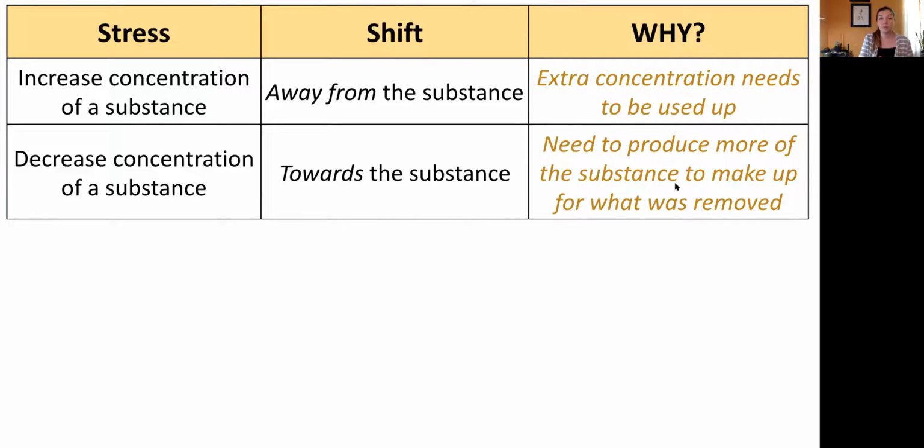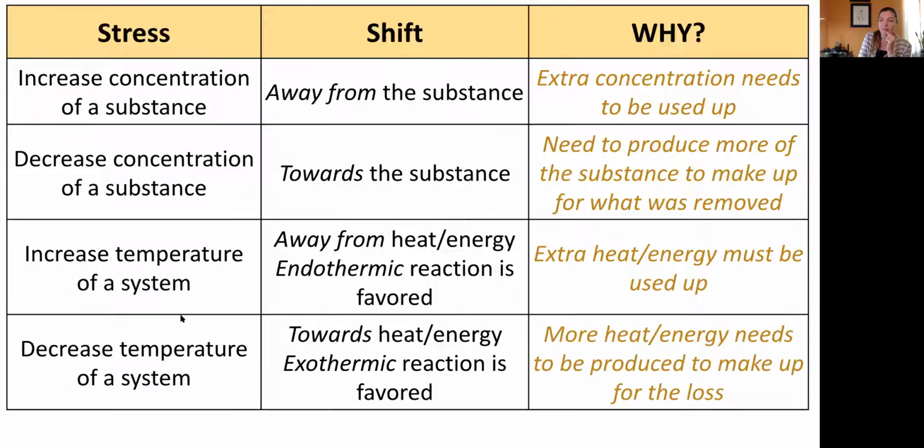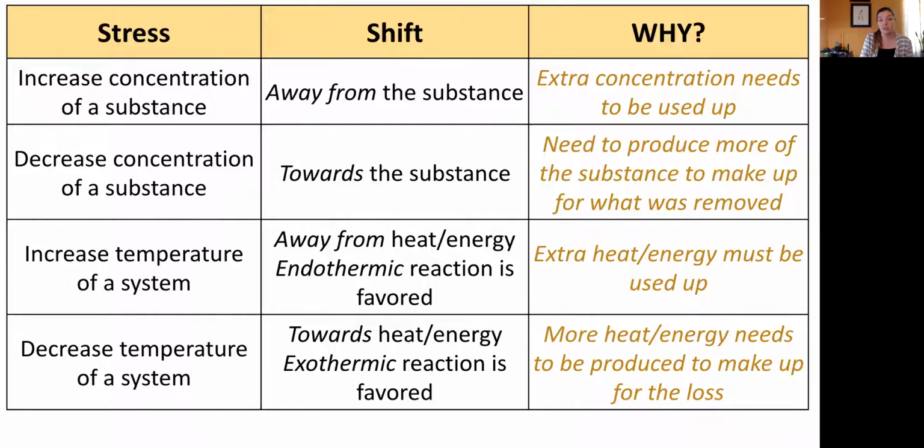The next two are about temperature. If we increase the temperature, we heat it up, this is a little more complicated because it depends on where the energy is, both if we increase and decrease the temperature. So remember, last week, we learned that we can write the E in a chemical reaction equation. So depending on where the E is, we're going to see the same type of shift that we do here.